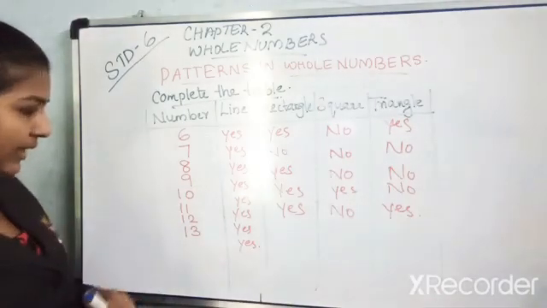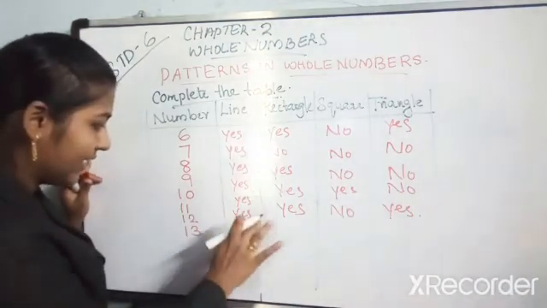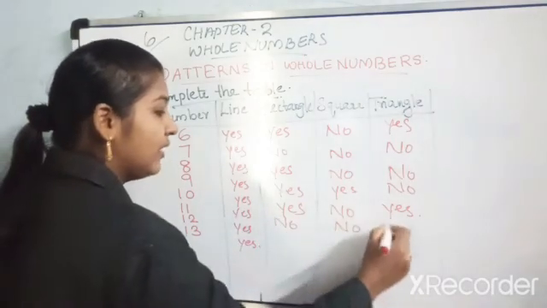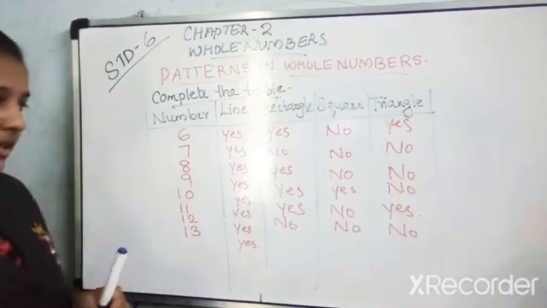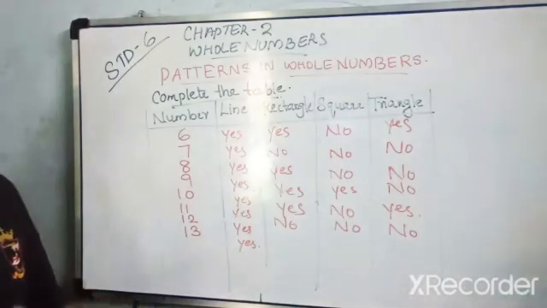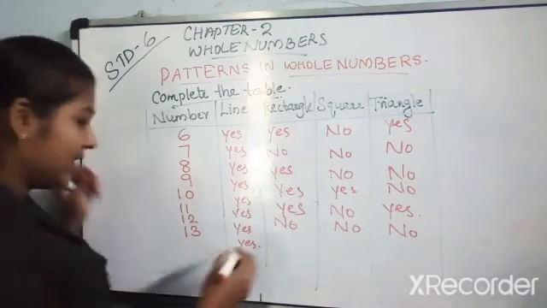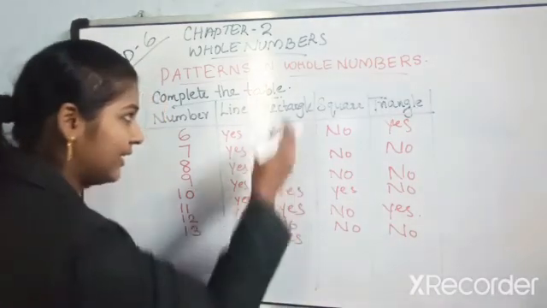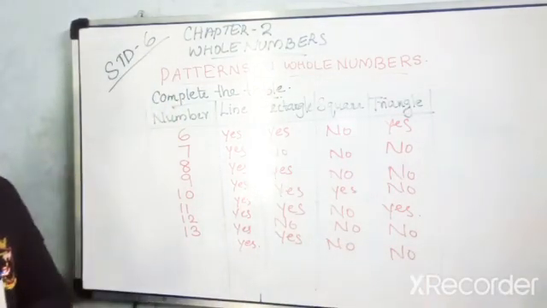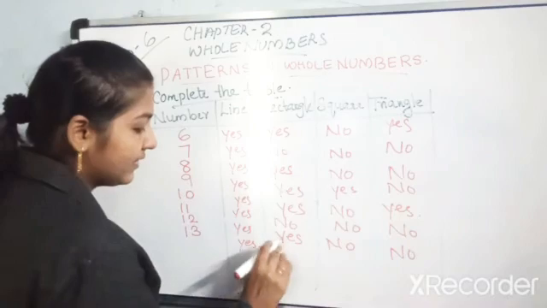Okay. Now 11. The number 11 we can arrange in a line, but we can't arrange it as a rectangle, square or triangle. Okay. So here it is no. Next one 12. The number 12 we can arrange as a line and a rectangle also. 6 2s are 12, isn't it? So you can write yes in rectangle but no in square and triangle. Now the number 13. The number 13 we can arrange as a line only. All other places it is no.